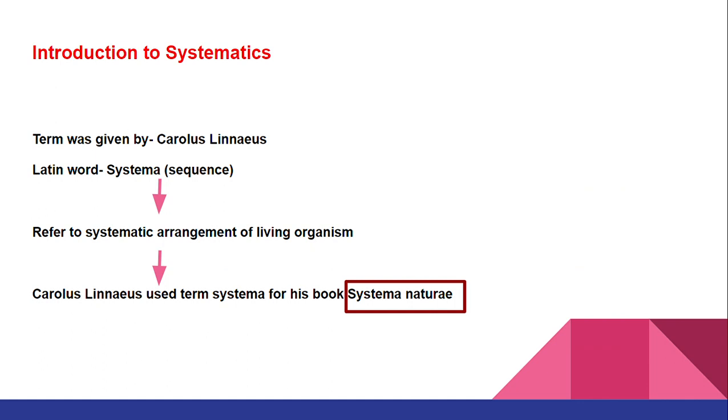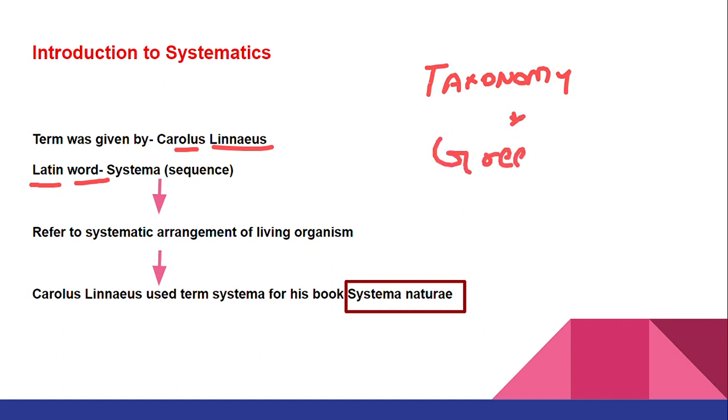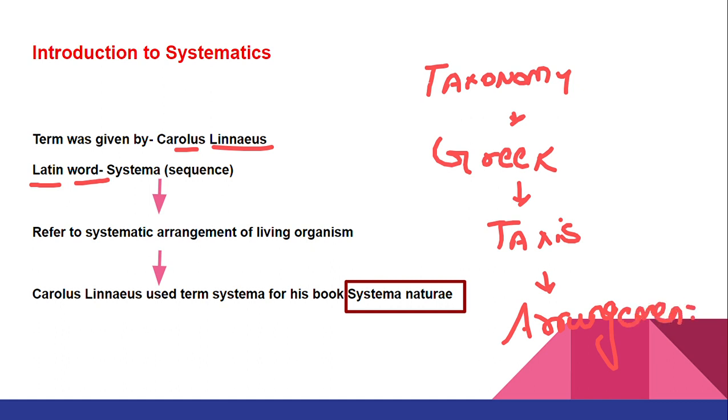Now, the term systematic was given by Carl Linnaeus. The word systematic comes from Latin. Yesterday we studied taxonomy. Taxonomy basically comes from a Greek word, taxes. And what is the meaning of taxes? That is nothing but arrangement. Then what about systematics? Systematics comes from a Latin word. Latin is a dead language, and from which Latin word? Systema. Systema means sequence. This refers to the systematic arrangement of living organisms.